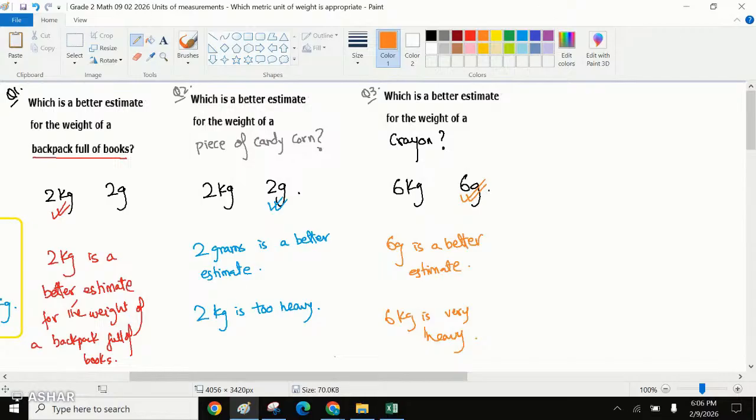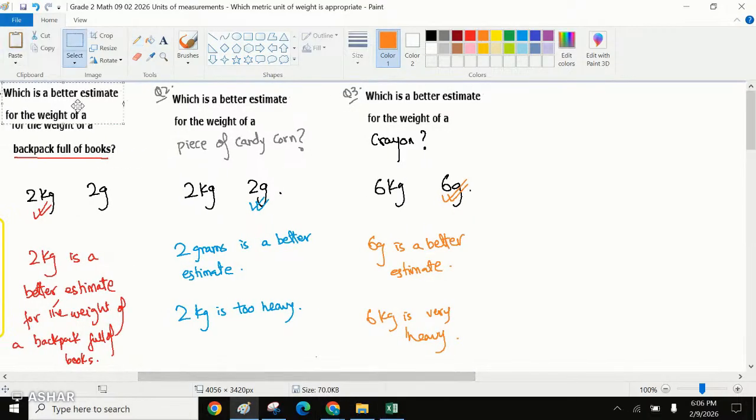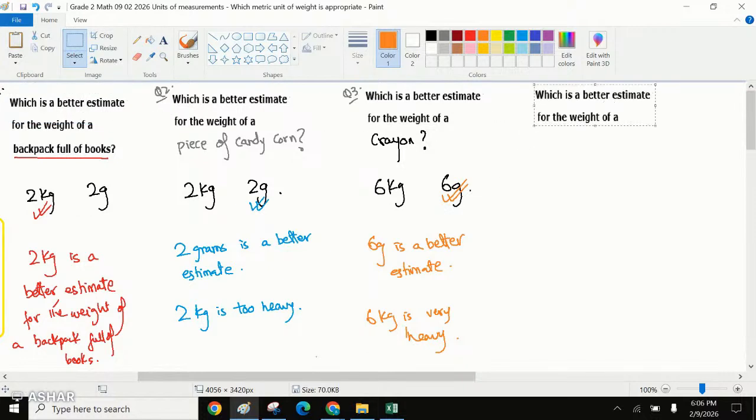Moving ahead. For those who do skateboarding, they would know the weight. Question number 4. Skateboard.